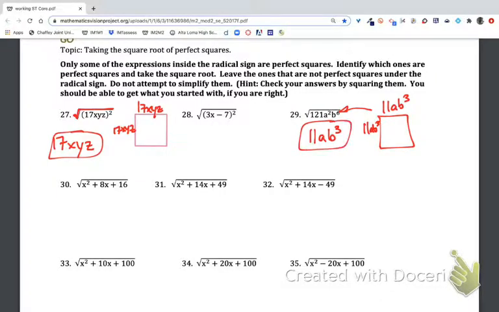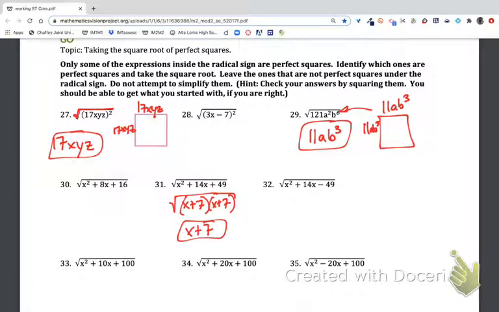For number 31, thinking of those factors of 49 that add together and get 14. Well, you would see that you have x plus 7 times x plus 7. So I know that I can pull one of those out and just get x plus 7 by itself.